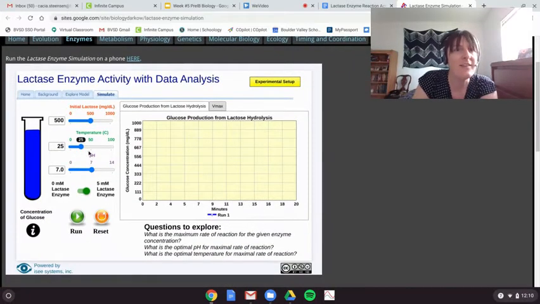So over here, there's the different things that we can change. We could change the amount of lactose concentration. We're not going to. We're going to keep it at 500 because in an experiment, we only want to change one thing at a time. We can change the temperature, which we are going to change for this experiment. We can change the pH, which we're not going to change for this experiment. For our second experiment, we'll keep the temperature the same and only change the pH.